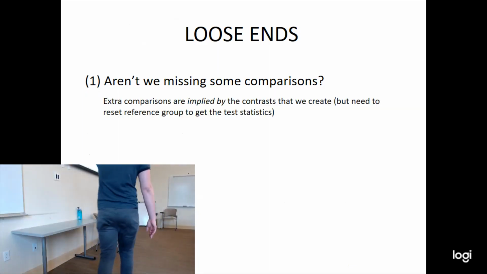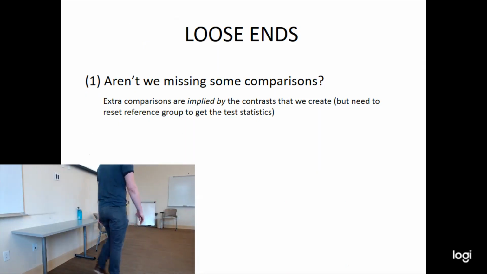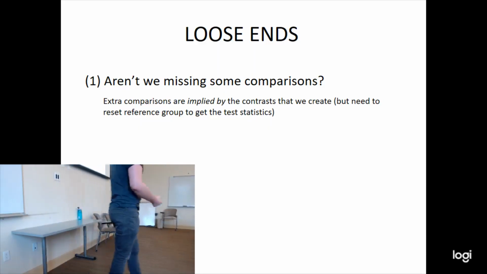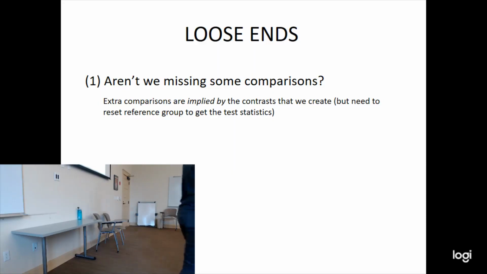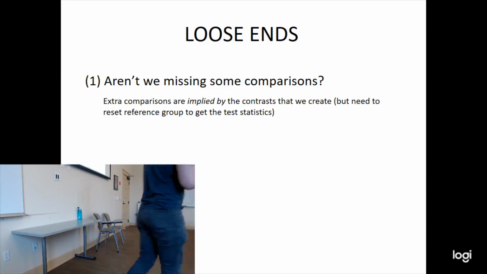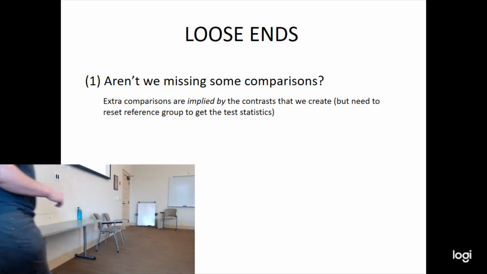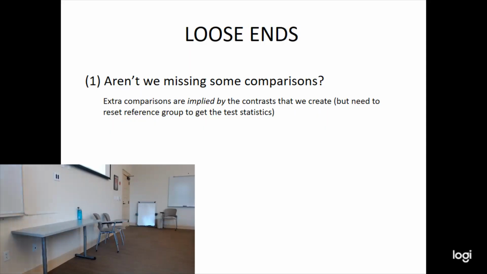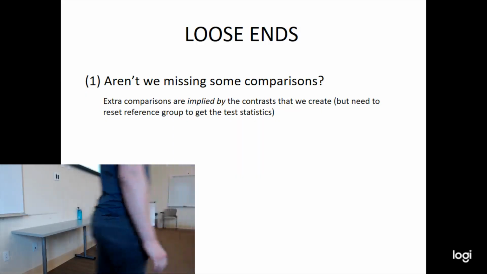So I guess my answer to this first question, what about the missing comparisons, is that those missing comparisons are implied by the mechanical variables that we've already set up. And that will generally be true. You only need the number of levels of the group that you're thinking about minus 1 mechanical variables in order to represent everything that could be happening.